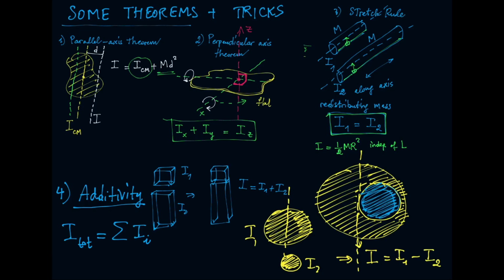So you can find the moments of inertia of really interesting and complex shapes by using a clever combination of simpler shapes with known moments of inertia, and you're good to go. Very, very interesting. All right, this was it for this video. Thank you so much for watching, and I'll see you soon.